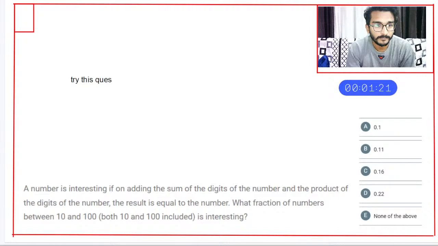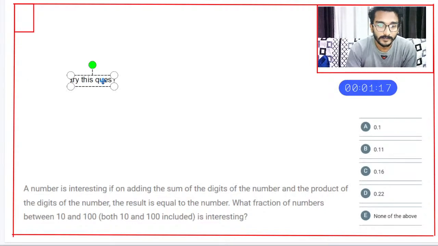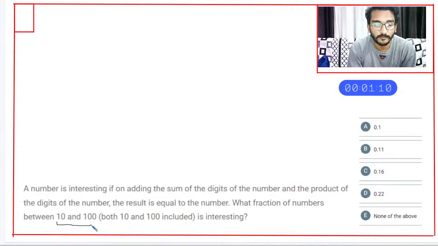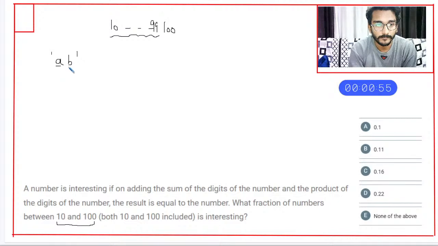So here, something is given to us, and we need to find what fraction of the numbers from 10 to 100 satisfy it. Mostly the numbers are two-digit numbers. Excluding 100, everything till 99 is a two-digit number. So let's assume a two-digit number AB, where the digits are A and B.